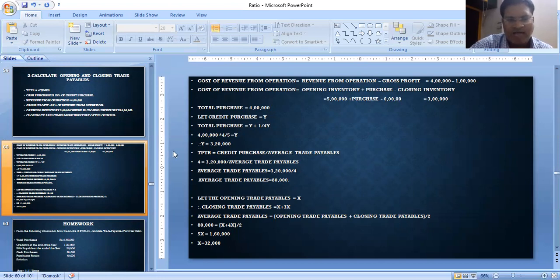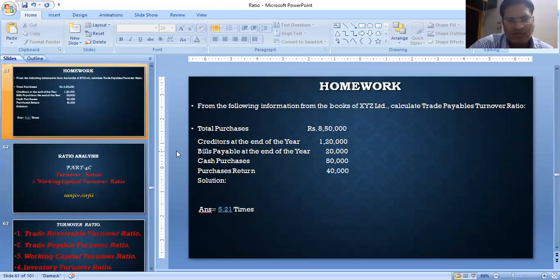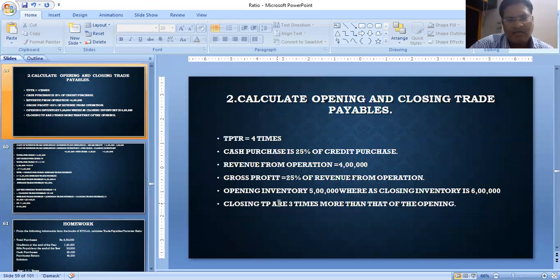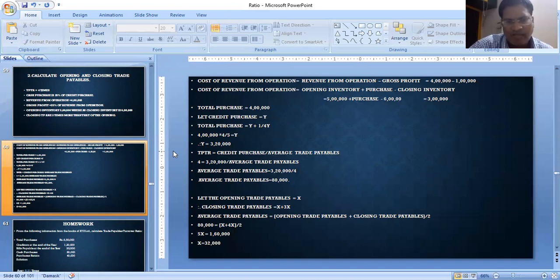Now this last adjustment which I was talking about: closing trade payables are 3 times more than the opening. Let the opening be x, closing is x plus 3x. We know opening plus closing divided by 2 is average. Average we know is 80,000. Opening is x, closing is 4x. So x plus 4x, 5x. 5x by 2 is equal to 80,000. Therefore x is equal to 1,60,000 divided by 5, it is 32,000.